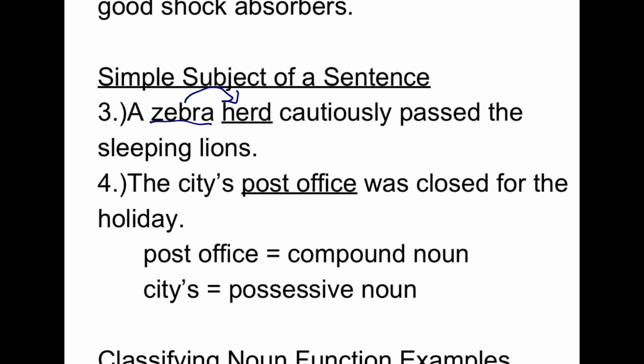In the next example, the city's post office was closed for the holiday. And here things work a little bit different, because post office is typically considered a compound noun. These two words are used together frequently enough that collectively a post office is one thing. Zebra herd, probably not as common of a pairing. You could have a buffalo herd or a deer herd or any number of other herds. So zebra there is functioning as an adjective, even though it's technically a noun. Also worth noting, city can be a noun, but as soon as you put an apostrophe s, like this, it becomes a possessive noun, which tells you about the post office. So it's functioning as an adjective.